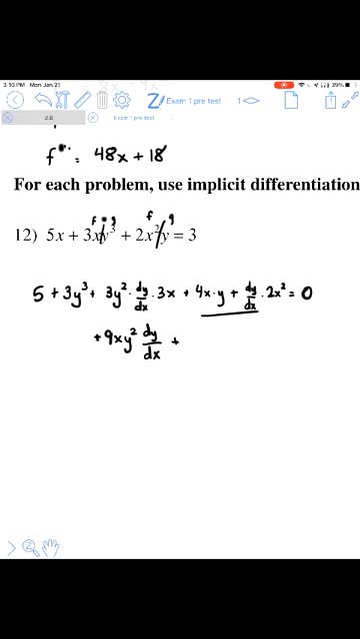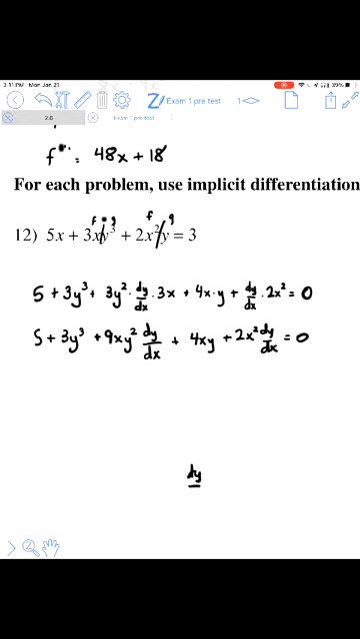And then this here, well, it's really just 4xy. And then 2x squared dy dx. And then I've got the 5 plus 3y cubed. That equals 0. So the point here is to get dy dx by itself, because I want to end up eventually with dy dx equals something.